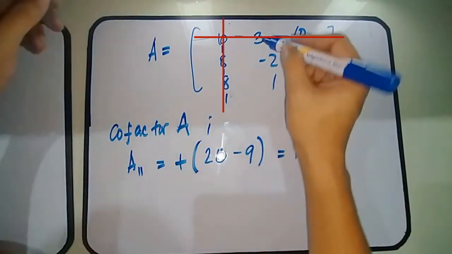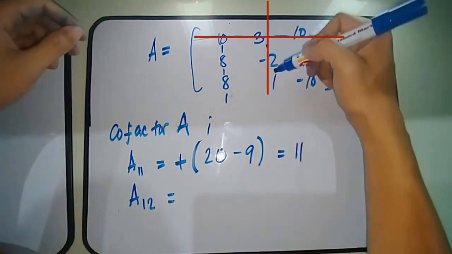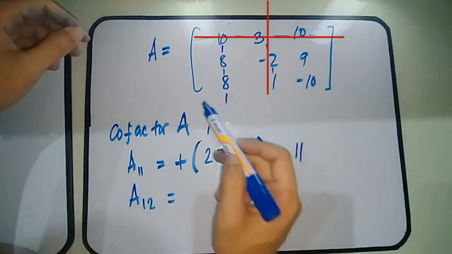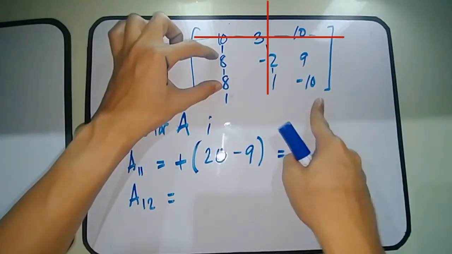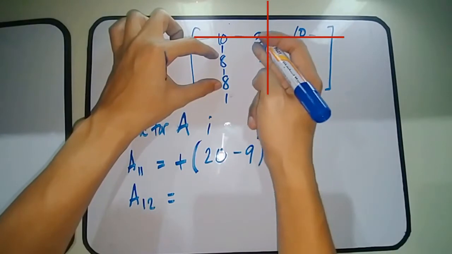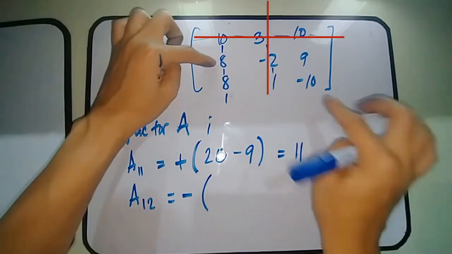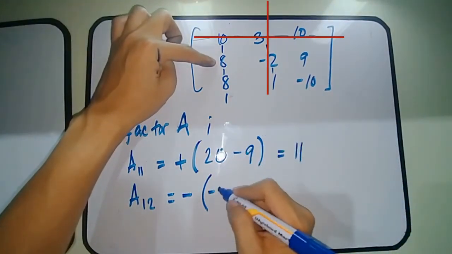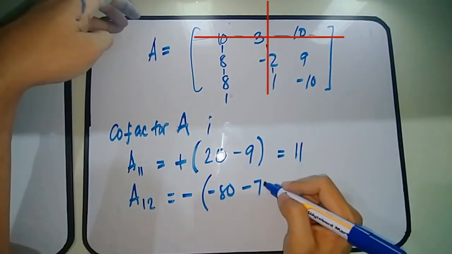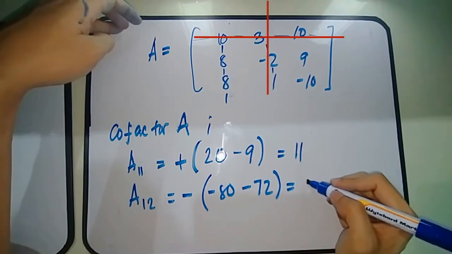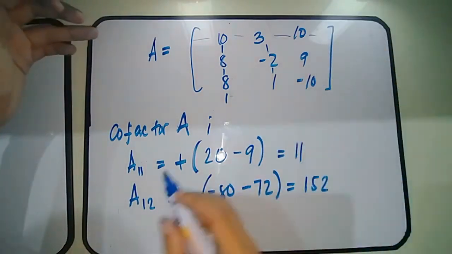Okay. So for the first row, second column, that is 3. So ito yung cross out natin. So ito yung matitira here. So we have this and this. So 8 times negative 10. So that is negative 80. So this is negative guys, yung sign convention natin. So this is negative. You have here 8 times negative 10. That is negative 80. Minus, you have here 8 times 9. That is 72. We have here positive 152. So let's proceed here.